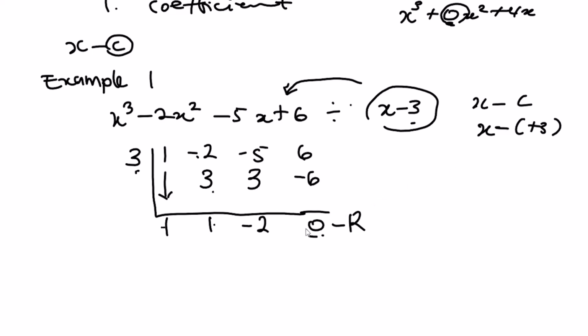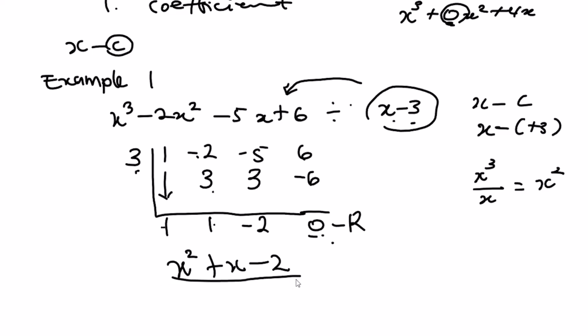Now, how do we write this? Let's take the first thing. We have x cubed and we divide by x. You get what? X squared. So our first term is x squared, then plus x, in that order, minus 2. Our remainder is 0. So this is the quotient after the division. Let's take another example on that.